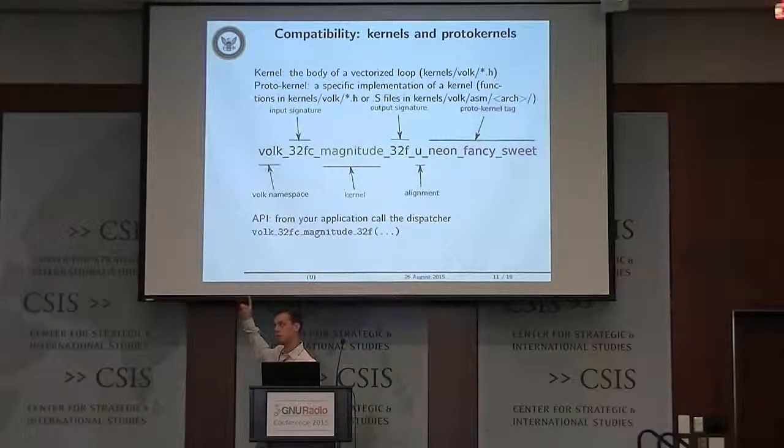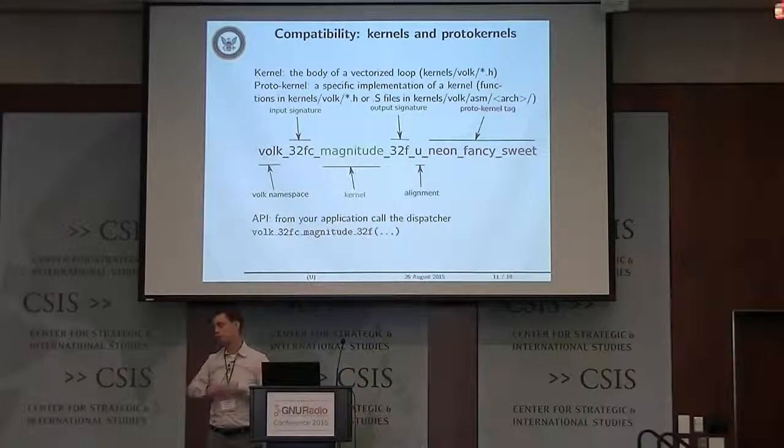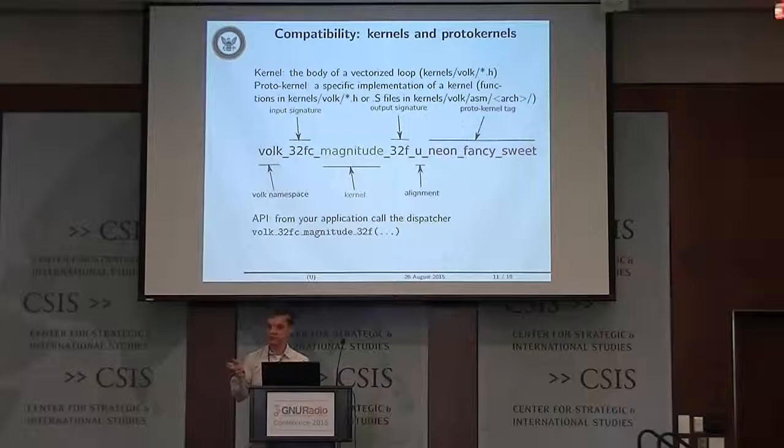So kernels are always in kernels/Volk/whatever.h. There's also protokernels that you can write in just assembly .s files, and they're in kernels, Volk, ASM, ARC, where ARC is like Neon. So here's the brief overview of the naming scheme.